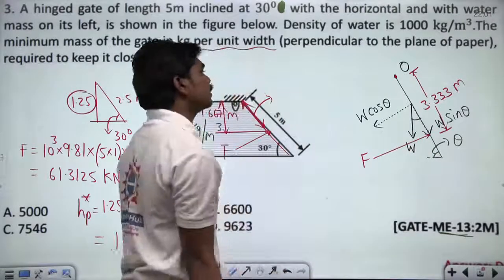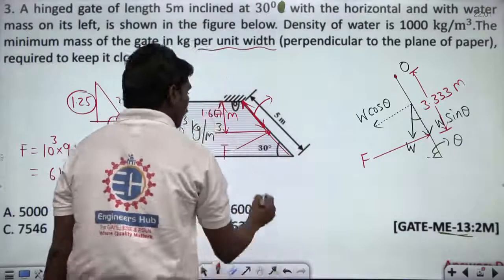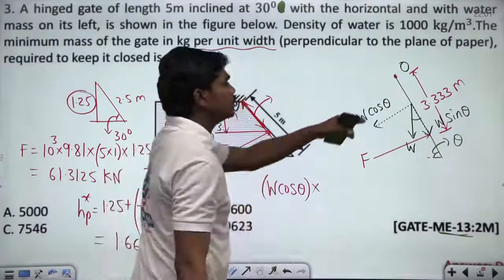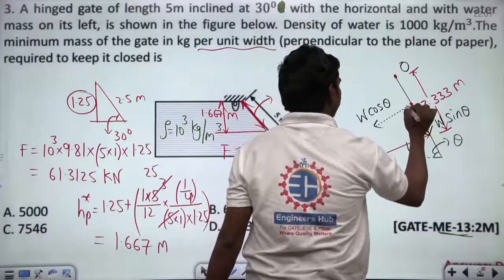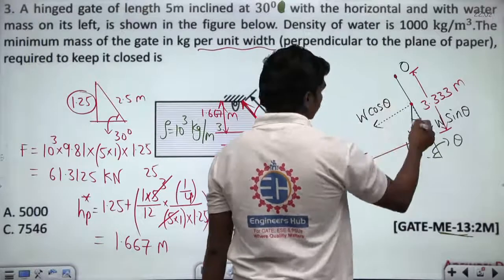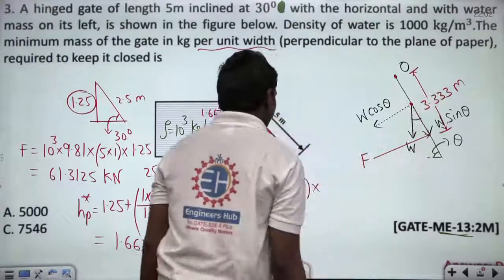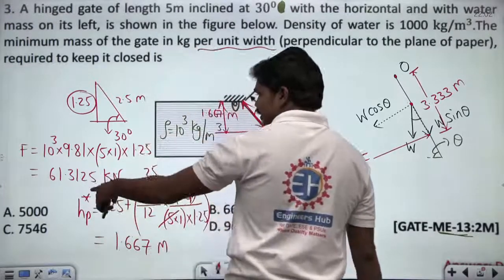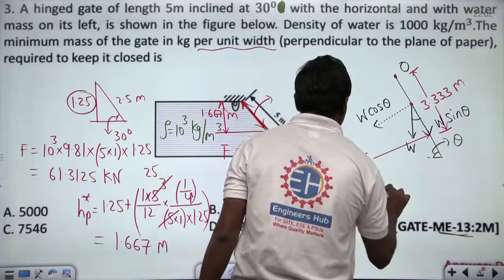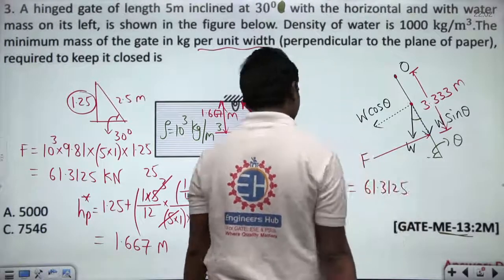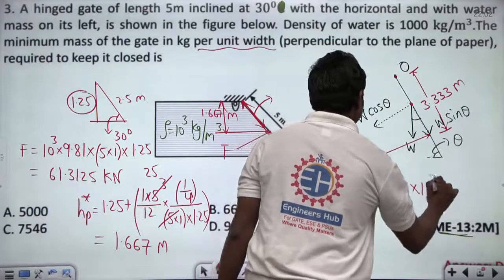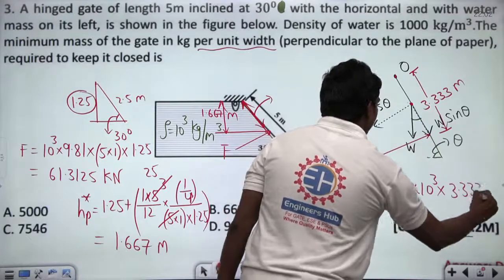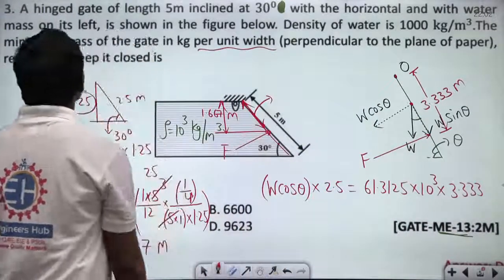So what are the net forces? For the gate to be in equilibrium, definitely what should happen? This W cos theta into this length, and definitely this is the centroid at which this acts. So if it's a plate, definitely this length will be 2.5. So this into 2.5 is equal to the total pressure force which is acting, which you can see here, 61.3125 kilonewtons into 10 cube, into this length at which this is acting, which is 3.333. Correct? So this is what we need, but I think they are asking you for the mass of the gate.